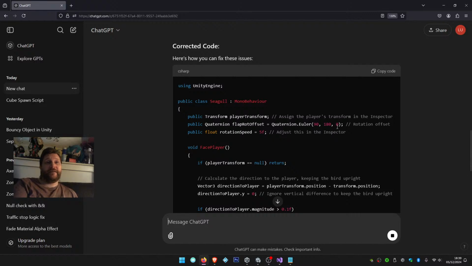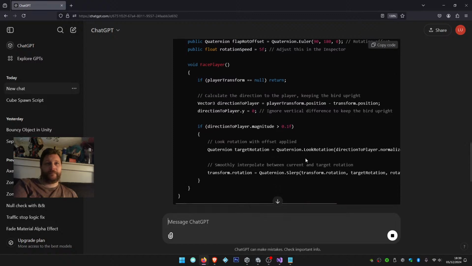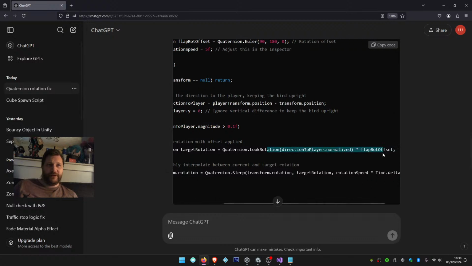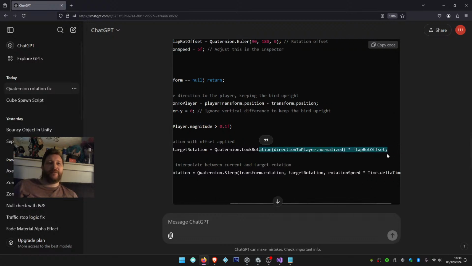So we declare our rotation offset. If player transform is null, return. Vector 3 direction to player equals transform position minus transform position. Direction to player y is 0. If direction to player magnitude greater than 0.1f, quaternion target rotation equals quaternion look rotation direction to player normalized times flat rotation offset.